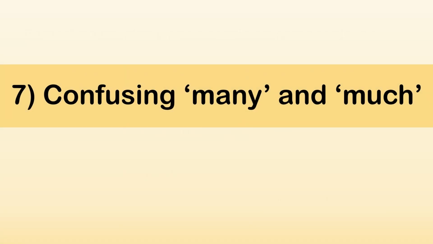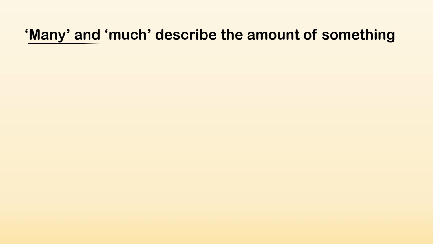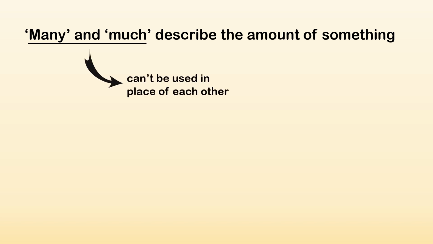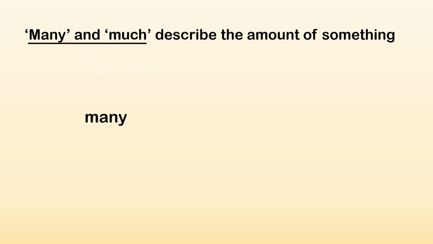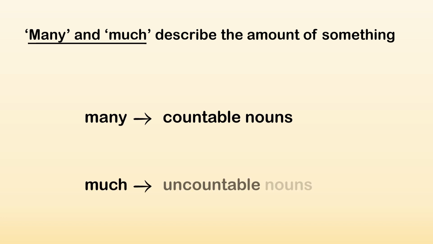Number 7. The quantifiers many and much are often confused. These two words describe the quantity or the amount of something. Many and much, however, can't be used in place of each other. Many can only be used with countable nouns. Much can only be used with uncountable nouns.